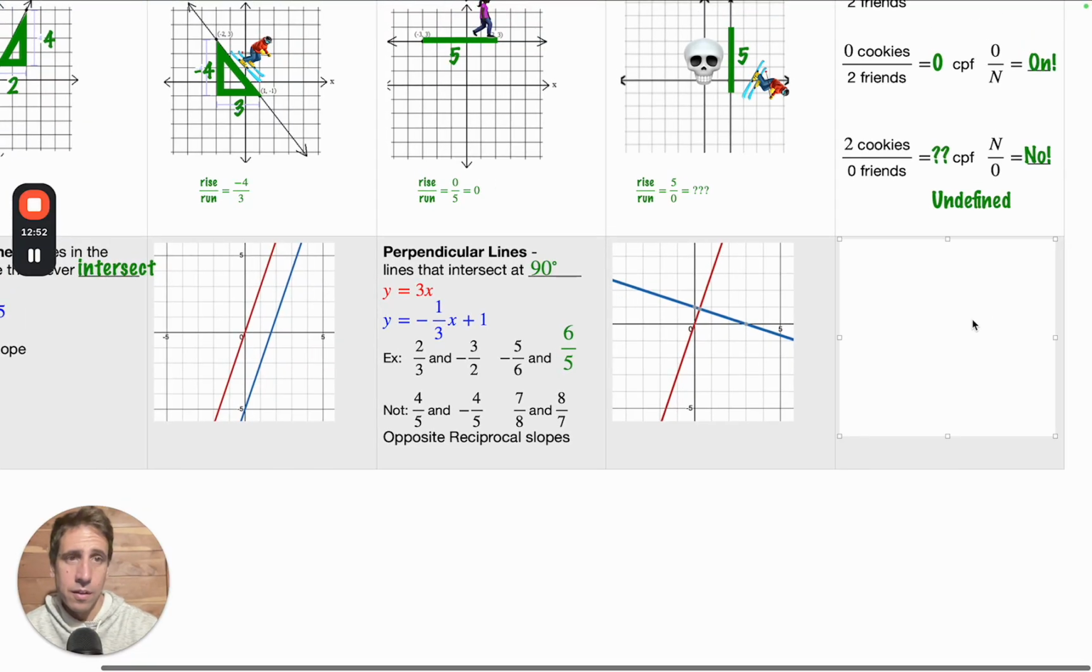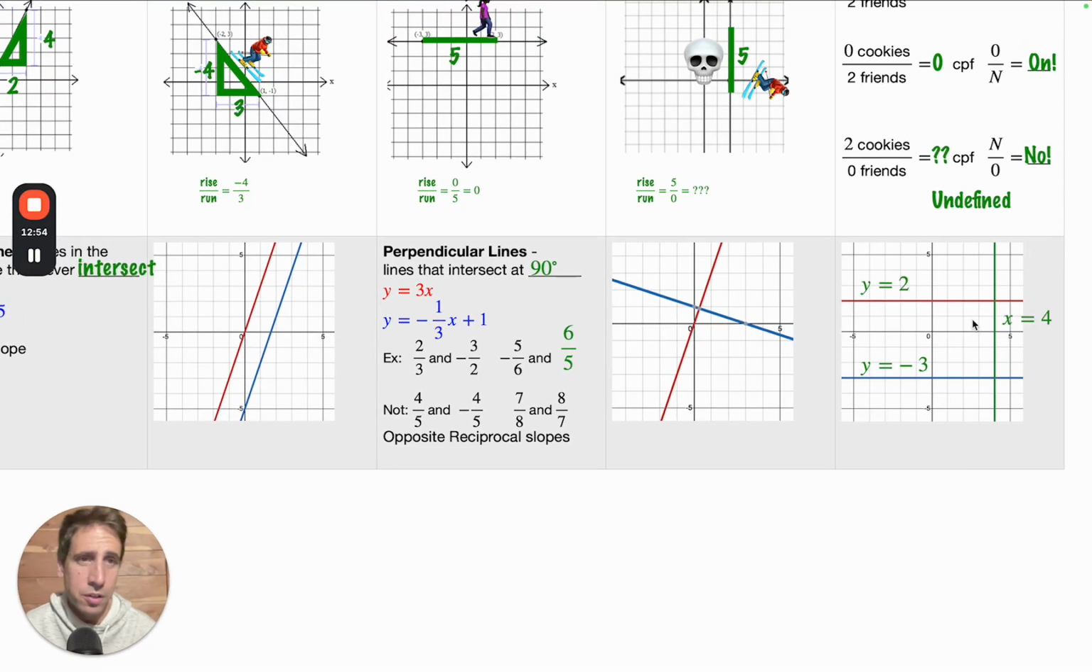And then last thing over here, I just want to show you, if you were to graph these, y equals 2 and x equals 4, y equals negative 3, we've got some parallel lines going on. Y equals 2, y equals negative 3, those are also parallel. They have a slope of 0, and an undefined slope. Those are also going to intersect at 90 degrees.